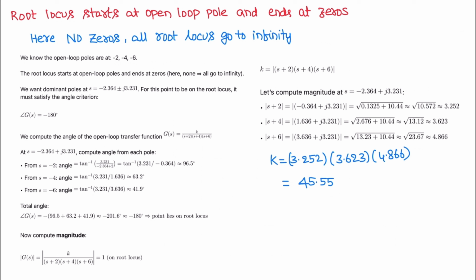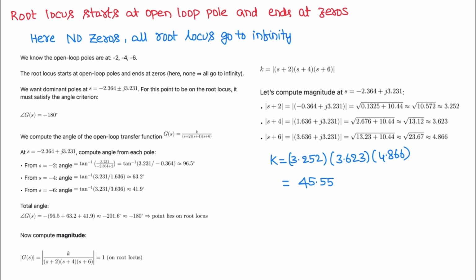So this is the dominant pole location. For the point to be on the root locus, it must satisfy the angle criterion: angle of G of s is equal to minus 180 degrees. So we compute the angle of the open loop transfer function at s equal to the dominant pole, for each pole. For s is equal to minus 2, the angle is 96.5. For s is equal to minus 4, the angle is 63.2. For s is equal to minus 6, the angle is 41. Total angle is 180 degrees. Therefore the point lies on the root locus.